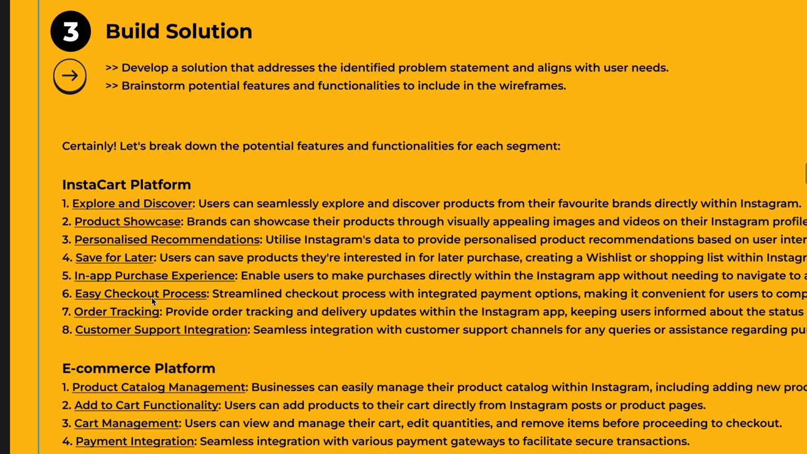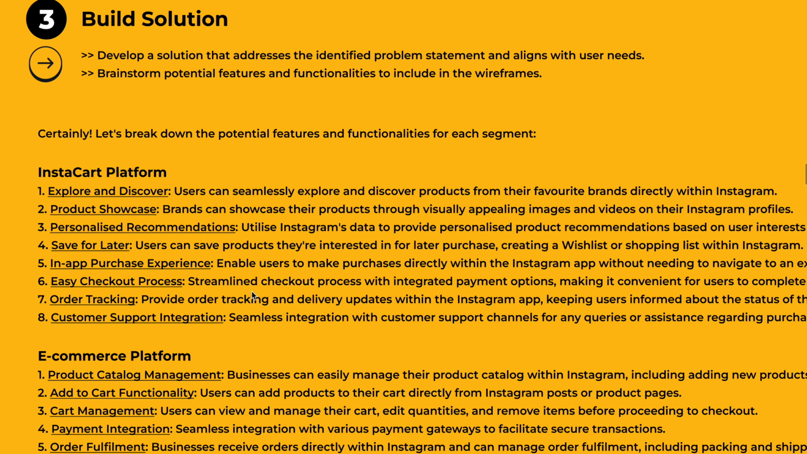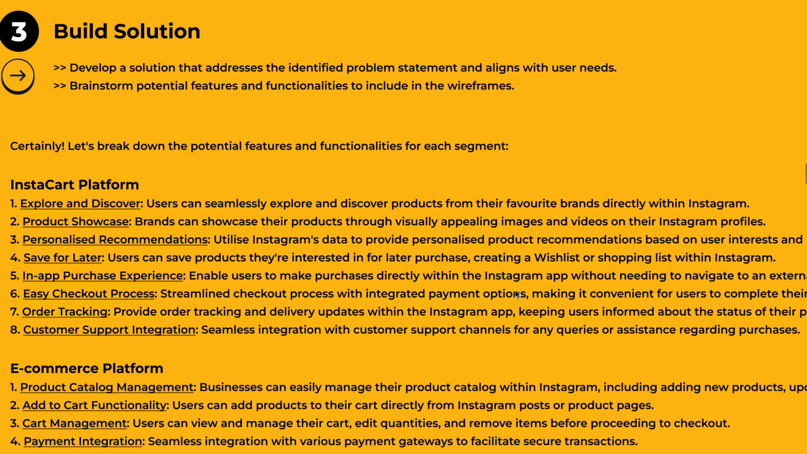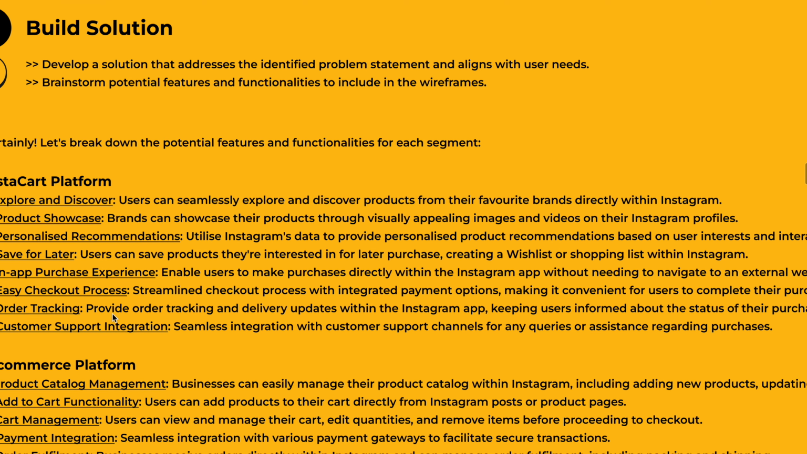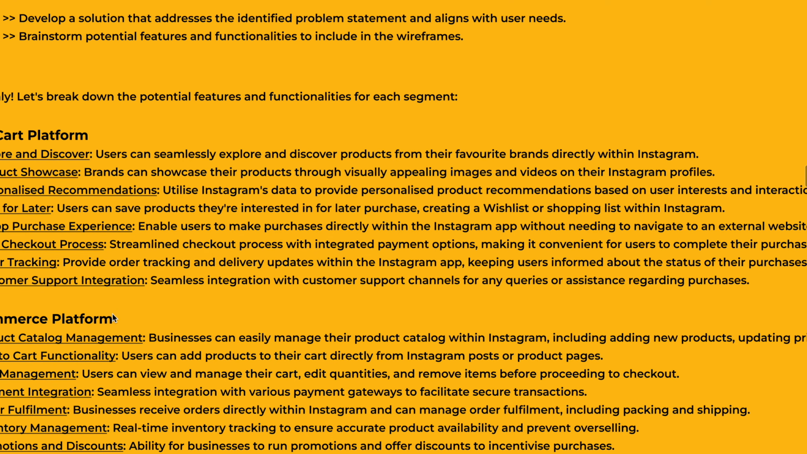Sixth, there should be an easy checkout process. A streamlined checkout process with integrated payment options makes it convenient for users to complete their purchases, right? Without payments, it is useless. Seventh is order tracking. Once I have made the purchase, I should be able to get order tracking and delivery updates, just like any e-commerce, within Instagram itself, keeping users informed about the status of their purchases, right?